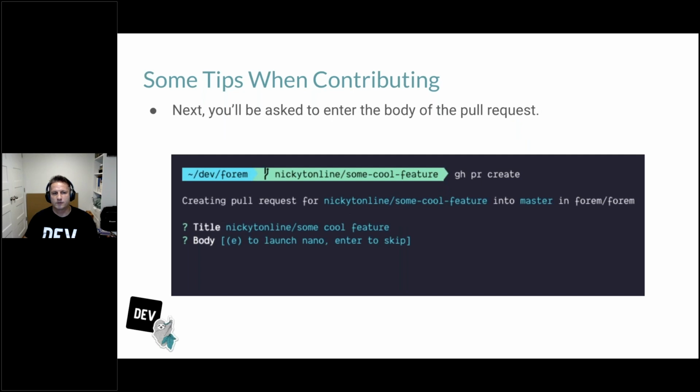Next, you'll be asked to enter the body of a pull request. You can press the letter E to launch the default command line text editor to add the body of the pull request. Otherwise, you can skip it by pressing the enter key. I always skip this, because I prefer to do this later on in the browser, but this is a personal preference.